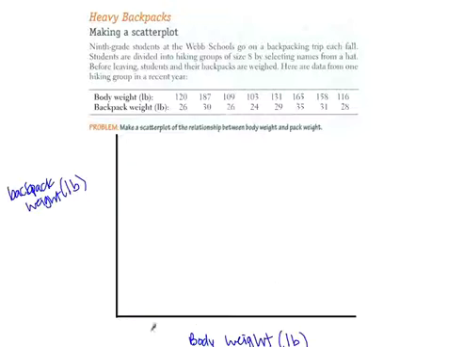And so to scale our x-axis, we should look at the body weights and see kind of what they look like. So the body weights range from 103 to 187. So we may decide to start scaling at 100 pounds and then make each tick mark be 10 extra pounds. So if we do that, we would do 100 and then 110, 120, 130, 140, 150, 160, 170, and 180.